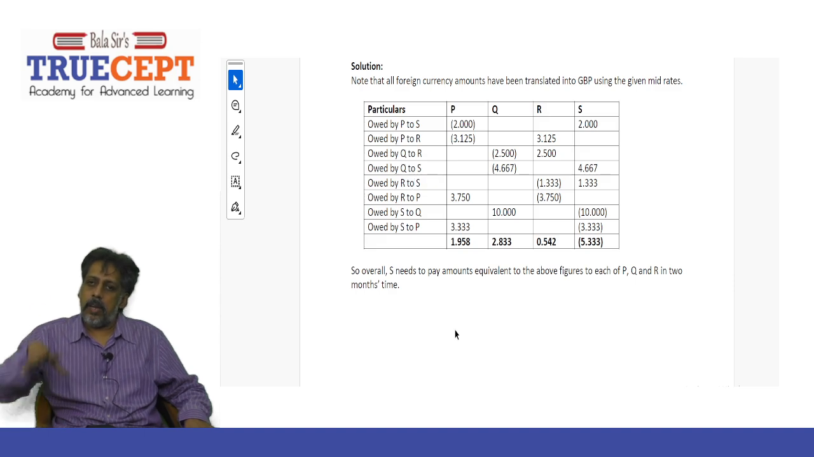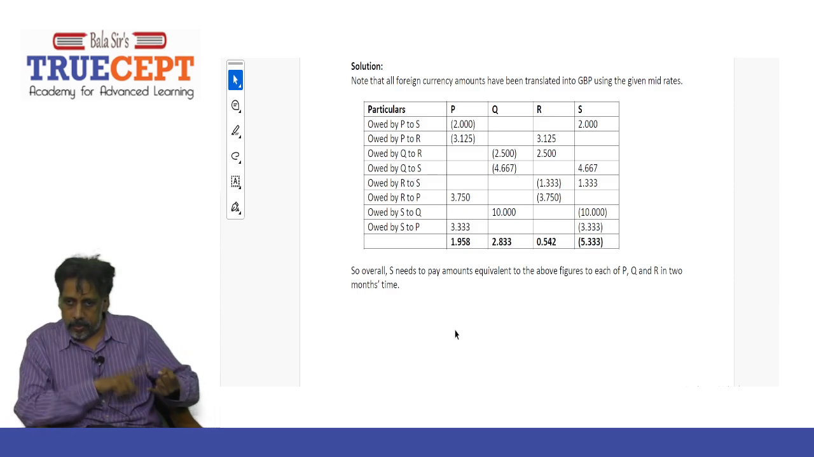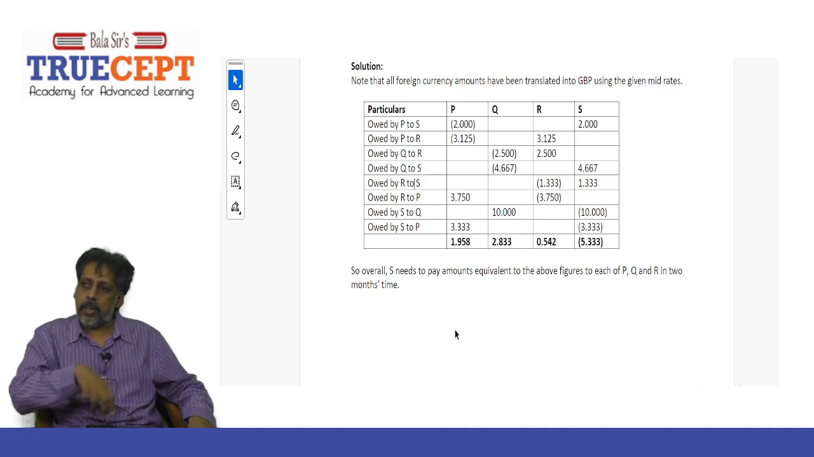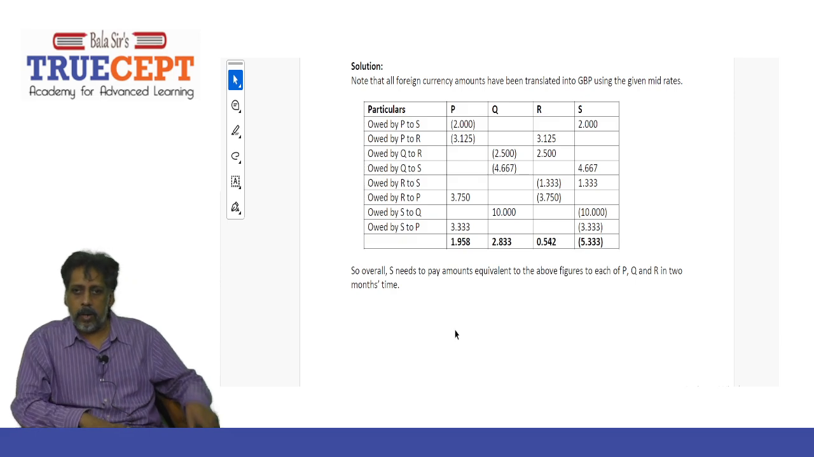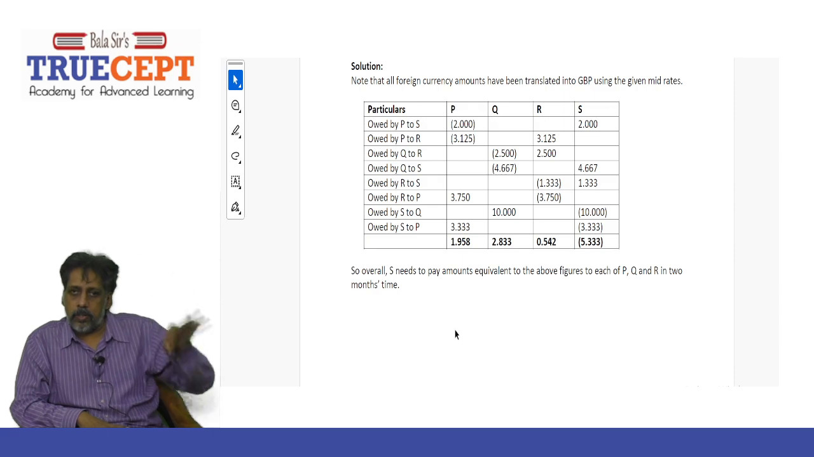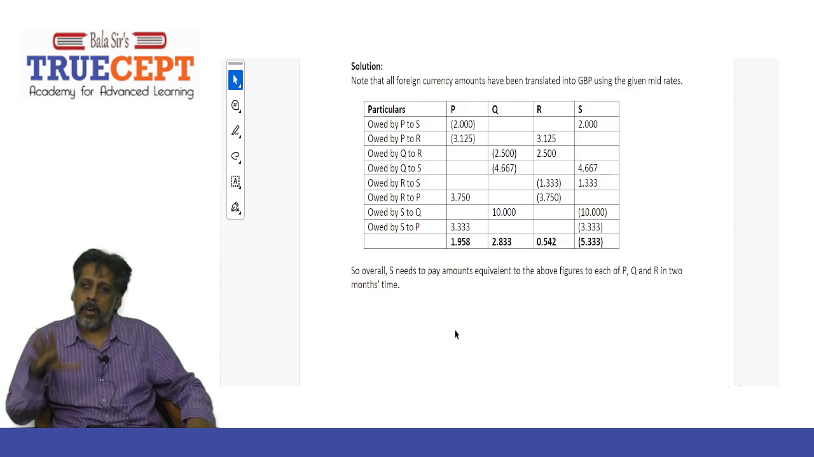If you notice, 5.333 million pounds is owed by S. And they are supposed to pay this 5.333 million pounds to whom? To P, Q and R. If you add all the three, what is that? 1.958, and 2.833, and 0.542. It will add up to what? 5.333. Is that fine? Yes, sir.